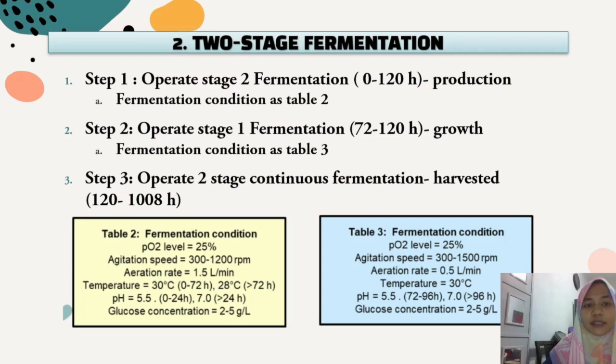Then follows step 2, which is the growth step. Started at day 3, and the method is also the same as a fed batch, but the conditions can be found in table 3. And step 3 is the two-stage continuous fermentation, started after 120 hours, continually from stage 1 to stage 2 and pumping out to a storage tank. Collecting the product is after 42 days.